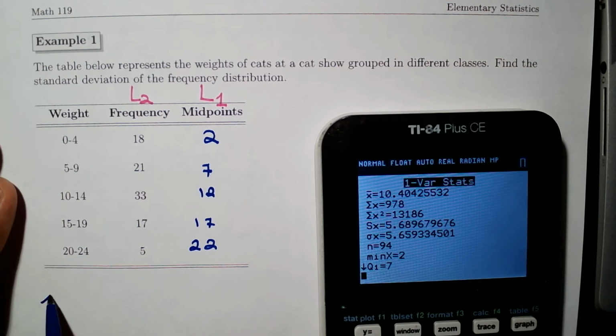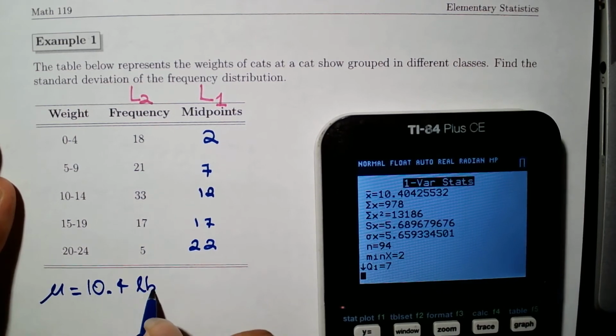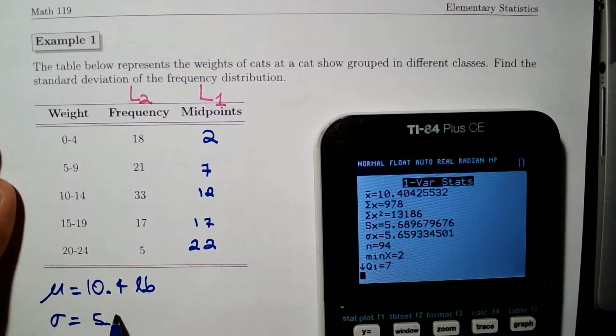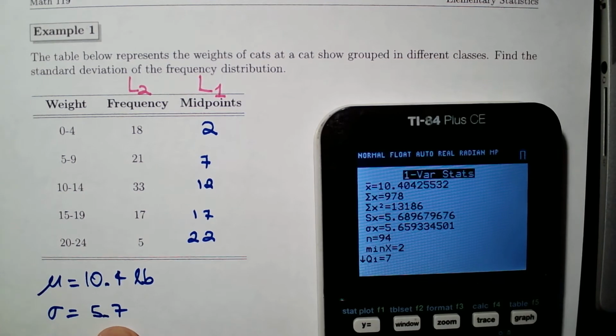we are going to look at the mean mu, which is 10.4 pounds, and the standard deviation, which is 5.7. Again, notice how I'm using the rounding rules, because I have integers, I round to 1 decimal more than that.